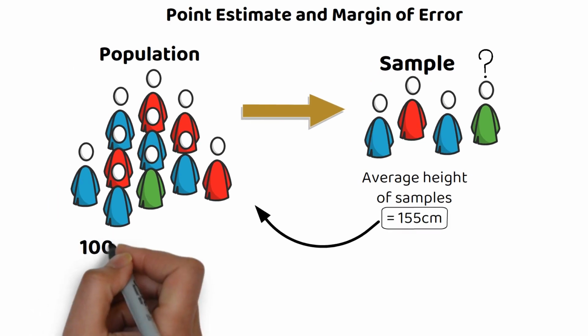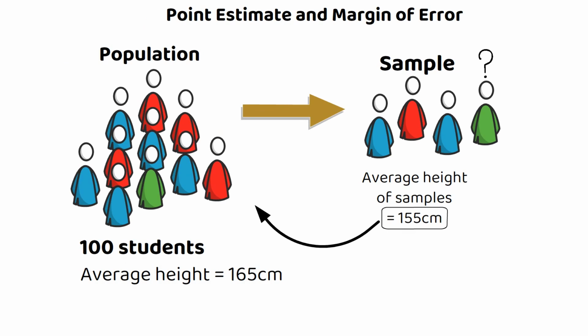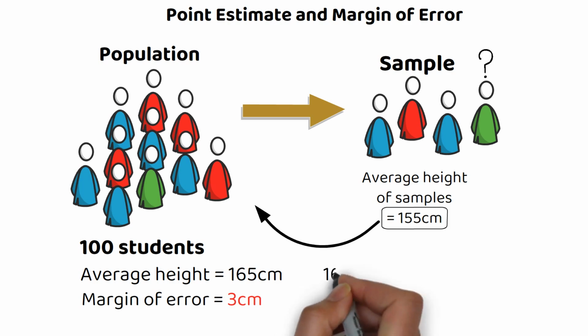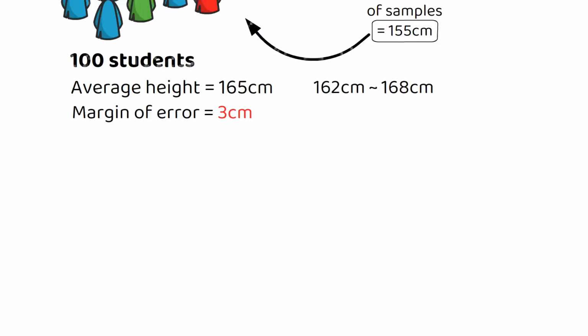It gives a range within which the true population parameter likely falls. For example, suppose from a sample of 100 students, we find an average height of 165 centimeters with a margin of error of 3 centimeters. This means we're confident that the true average height of all students is between 162 and 168 centimeters.